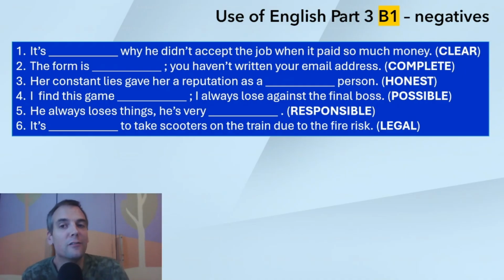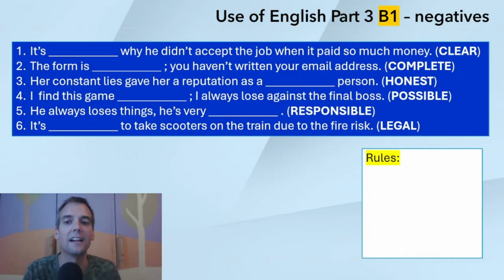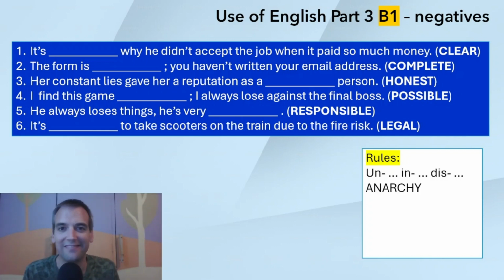This is not actually on the B1 exam, it only starts at B2, but I'm trying to think of the most simple thing you might have for use of English Part 3 that you should be able to have a go at a B1 level would probably be making negatives, because there's not that many options in English for making negatives, are there? We can only add un, in, or dis. When do we use each one? You just have to know.